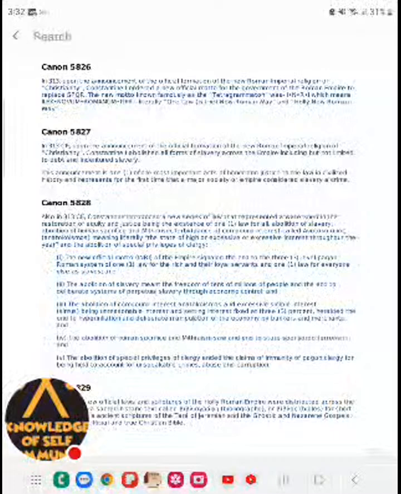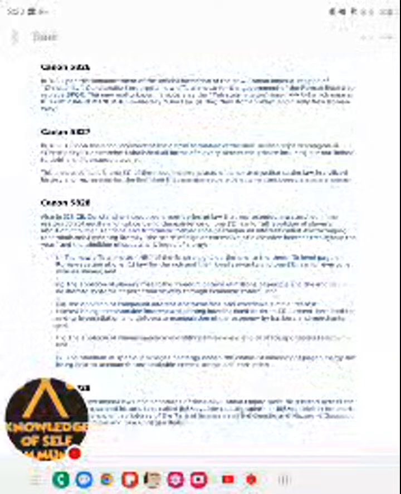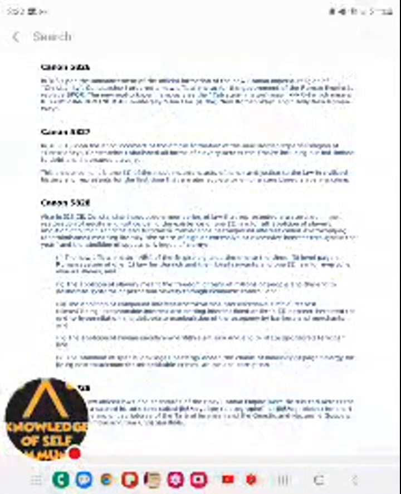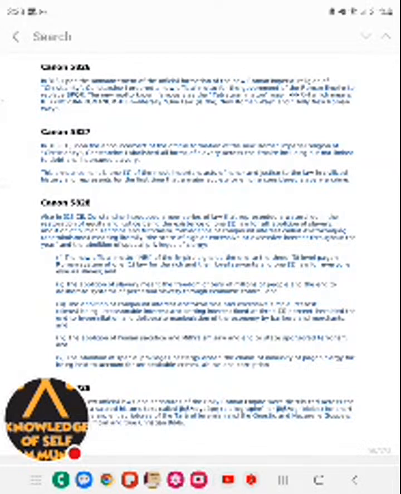As we move to the next, in 313 CE, upon the announcement of the official formation of the new Roman imperial religion of Christianity, Constantine I abolished all forms of slavery across the empire, including, but not limited to, debt and indentured slavery.